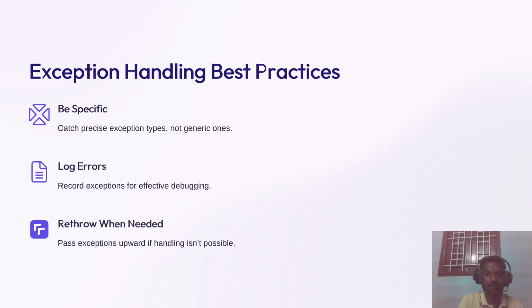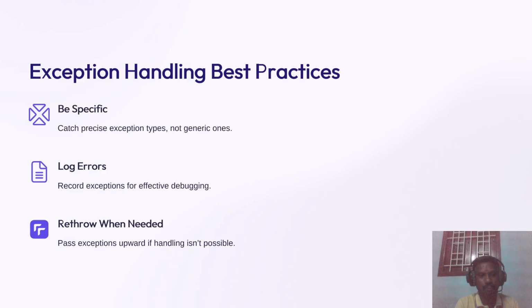In this slide, we are going to see some points. Catch precise exception types, not generic ones. These are the important pointers we need to remember before we see an example. Then the second one, record exceptions for effective debugging. It is only for debugging purposes, not for any other purpose.